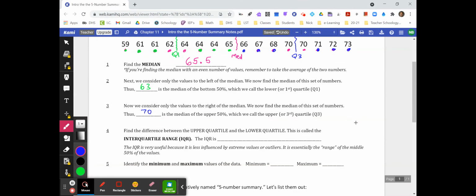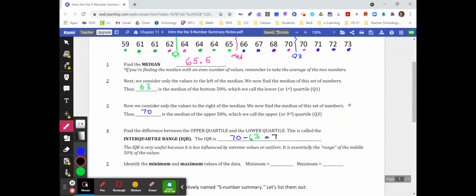and this is called the interquartile range, or the IQR. So for this set of data, the IQR is going to be 70 minus our 63 here, and we're going to get our IQR as 7. The IQR is very useful because it is less influenced by extreme values or outliers. It is essentially the range of the middle 50% of values.